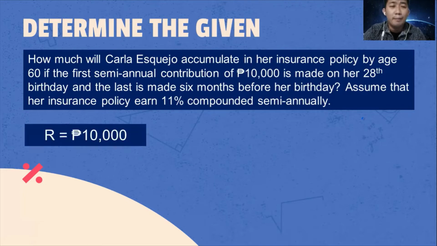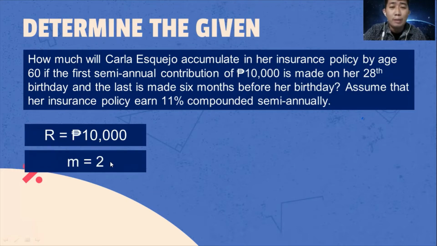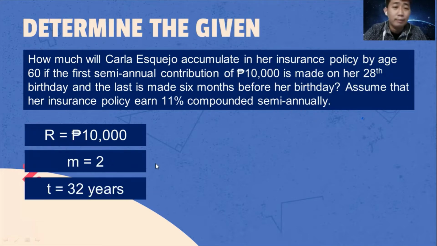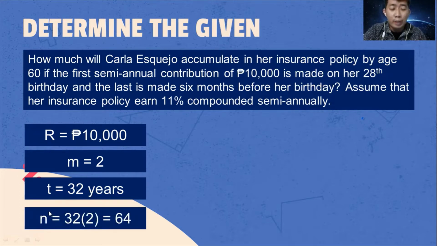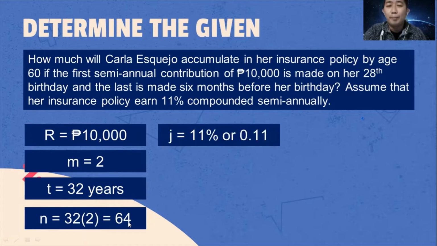What are the givens? We have R, the size of each payment, 10,000. The number of compoundings per year is 2 because it is semi-annual. T is equal to 32 years, 60 minus 28. In order for us to get N, the number of payments in the annuity, N is equal to the number of years multiplied by the number of compoundings per year. 32 multiplied by 2 is 64.